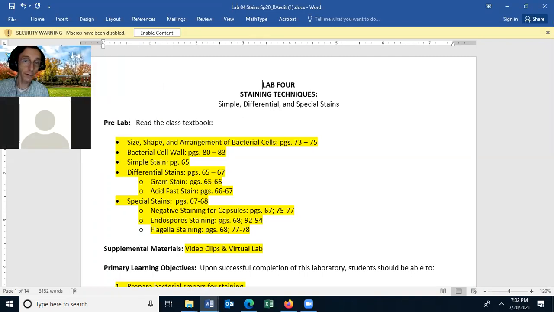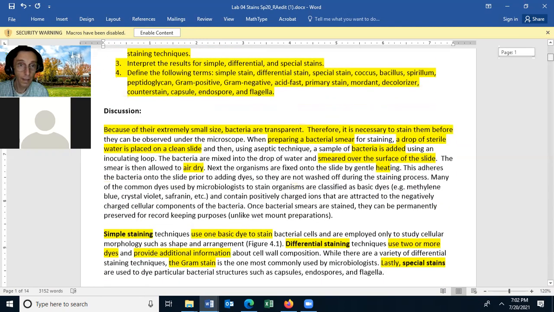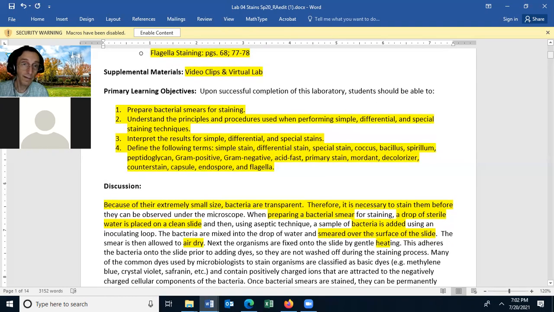All right, Lab 4. Staining techniques. There are differential stains, and special stains. You need to read the textbook on these pages here about the different stains. And you should read this before you begin the lab. In today's lab, there will be video clips and I think a virtual lab. The learning objectives.